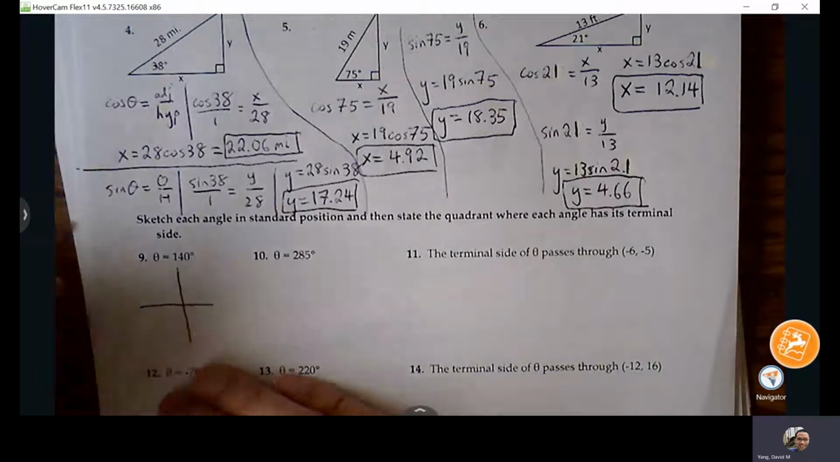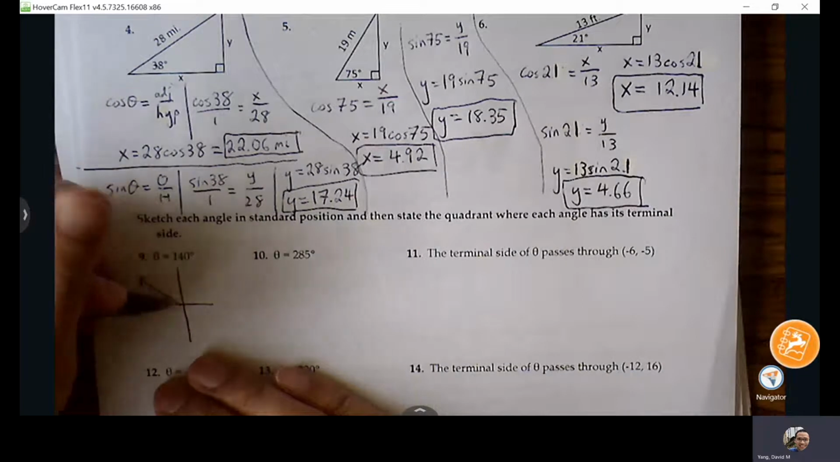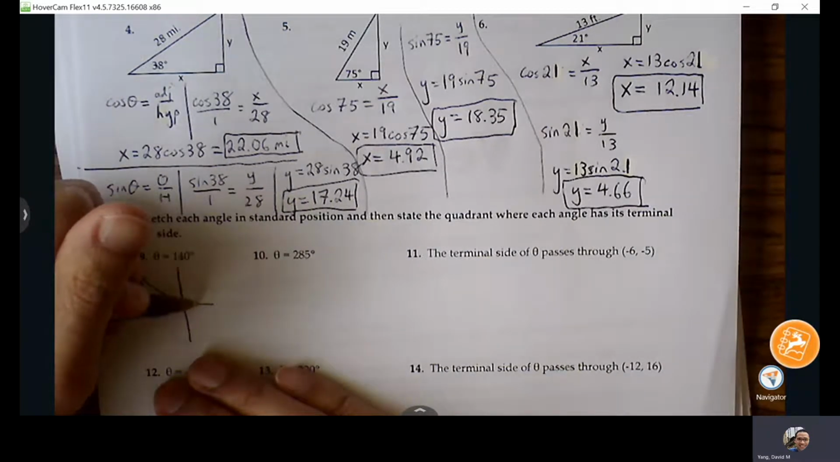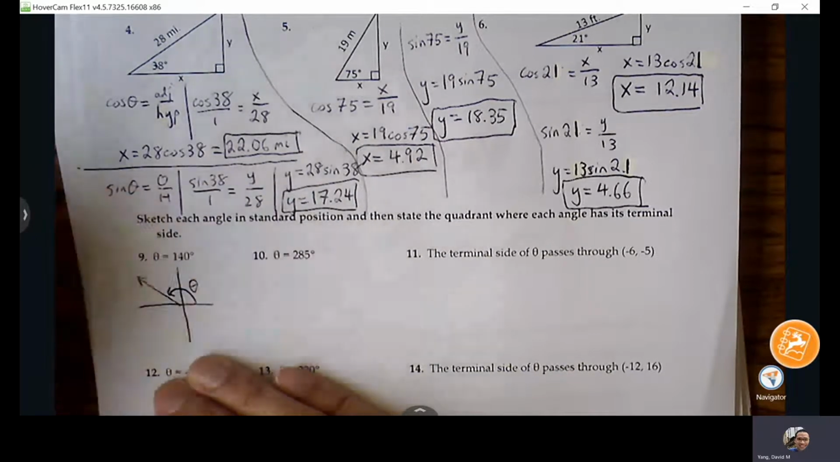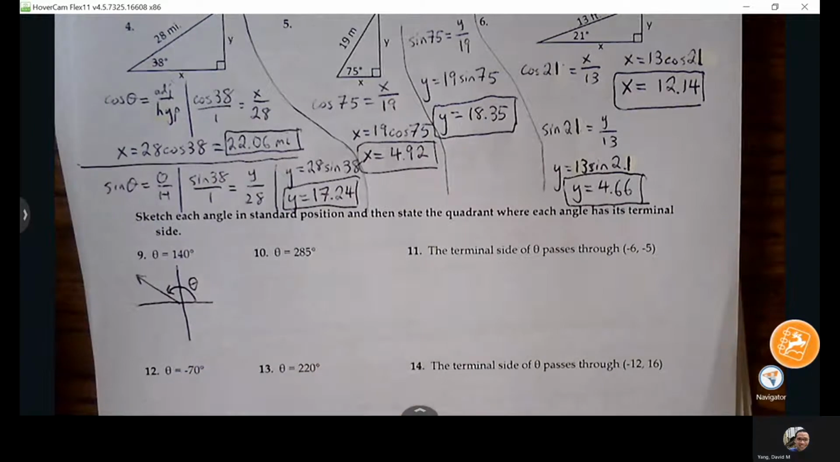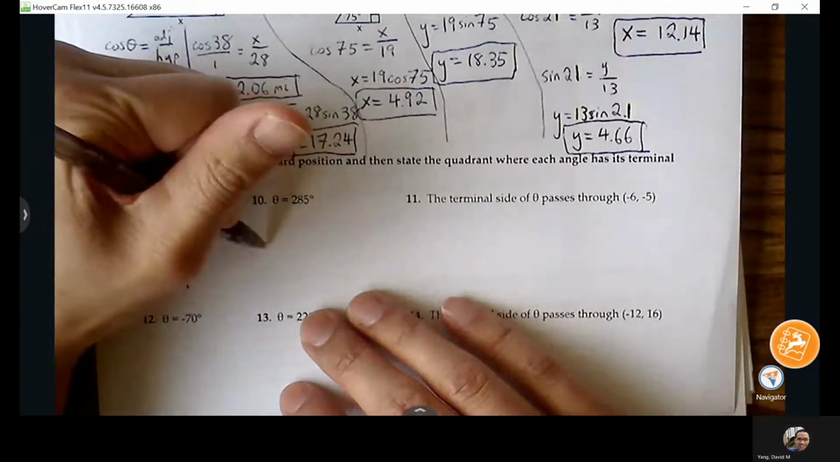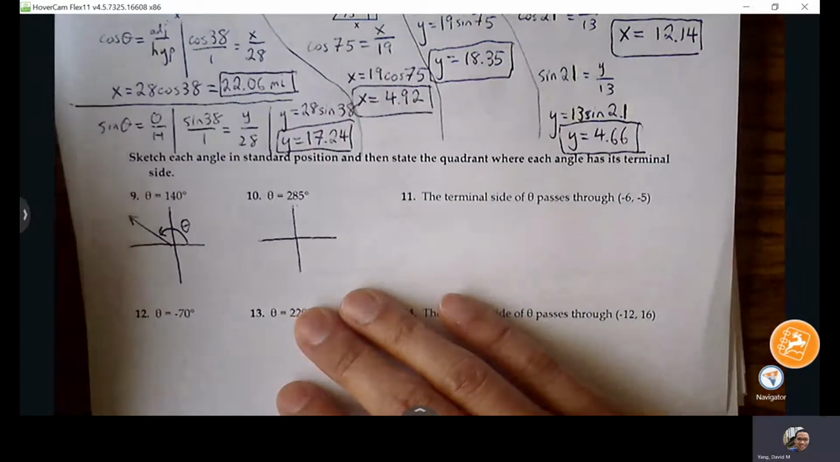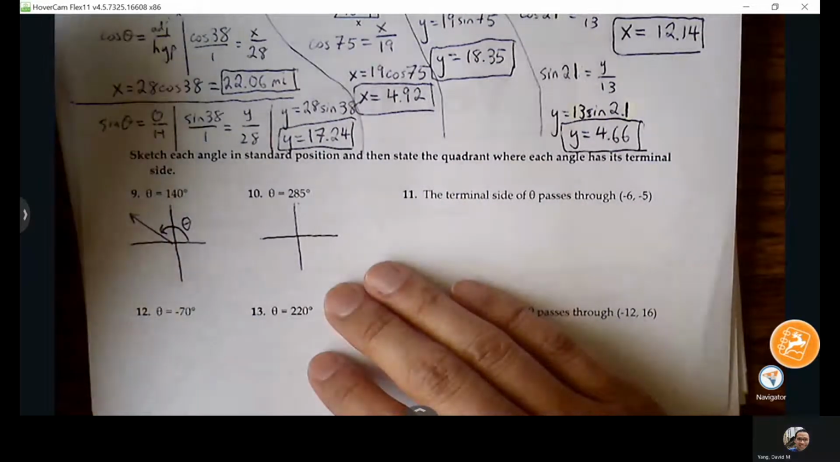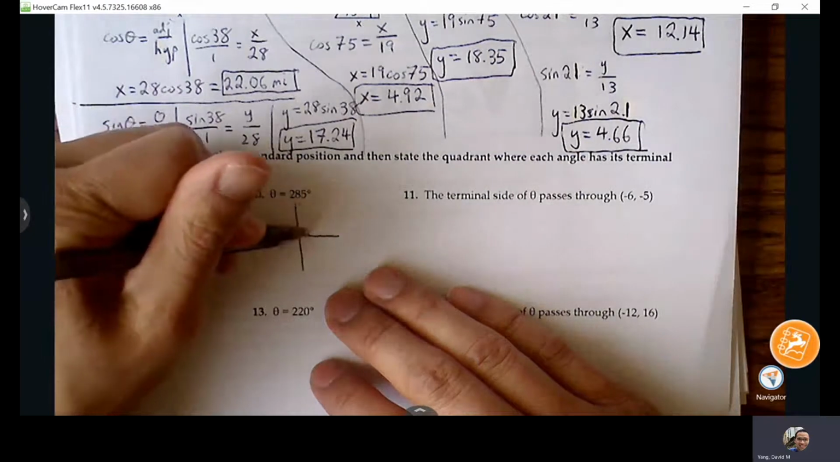Okay, 140, we know that's going to be in the second quadrant. And we just indicate where that angle is, starting at our initial side, going to the terminal side. That's our theta there. 285, where is that? Which quadrant will that be in? Fourth, yeah. 270 is here, so 285 is slightly in that fourth quadrant there.